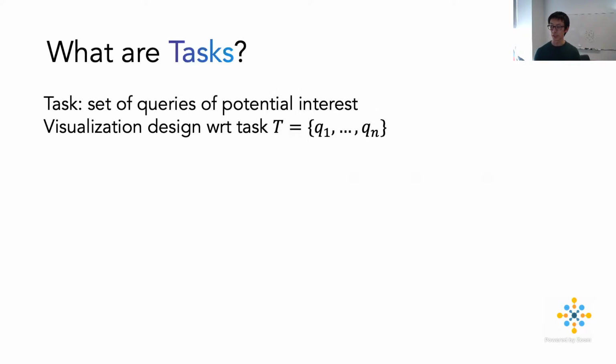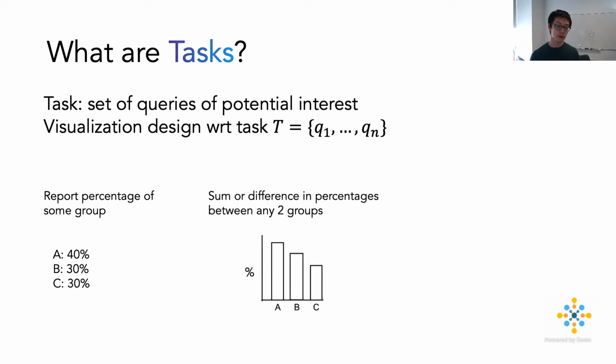Now, this notion of flexibility also suggests one way to model tasks, which is as sets of queries, right? Possibly an infinite set if you don't know what the user is interested in. Now, each of these sets of queries then implies different good visual designs. To give you a concrete example, let's say the user is interested in the percentage of some group. We have 3 groups, and so we can simply compute these results and give them to the user. What if we don't know? We don't know what the user wants to do with these groups.